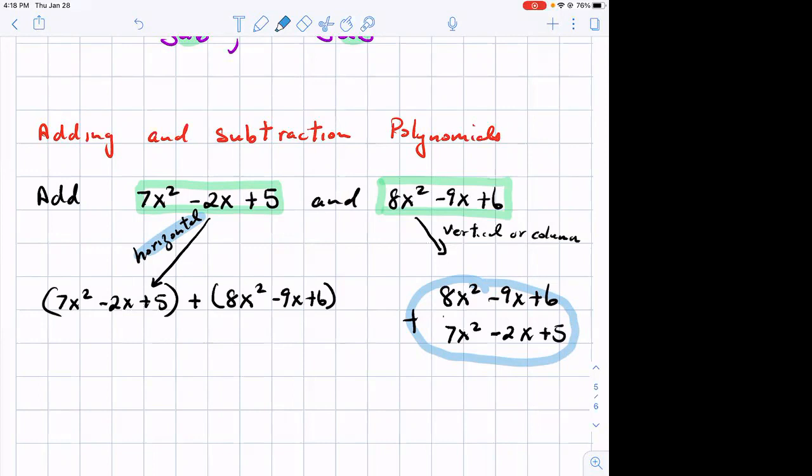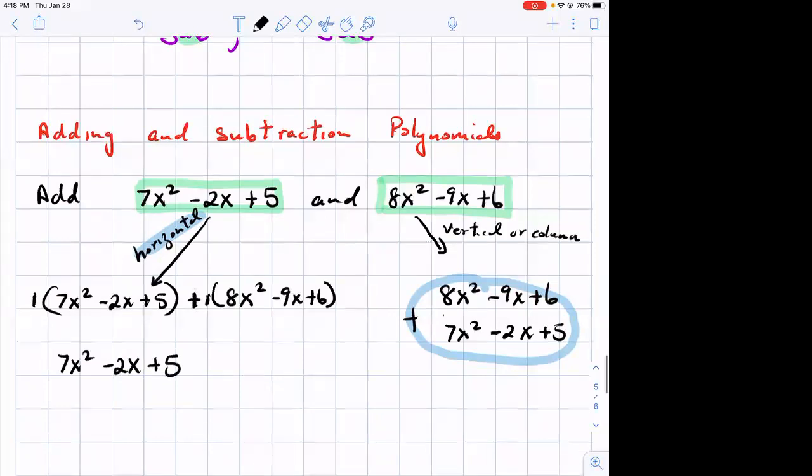Now, to get rid of the parentheses first, keep in mind there's an invisible 1 here and an invisible 1 there, which you will learn later on to distribute. So this becomes 7x squared minus 2x plus 5. And then if you distribute the plus sign to each one of those, you get plus 8x squared minus 9x plus 6.